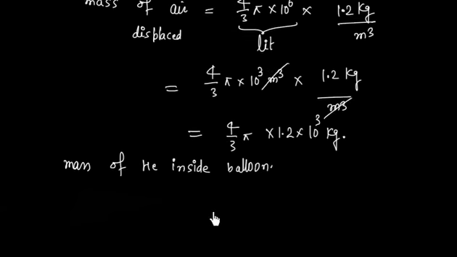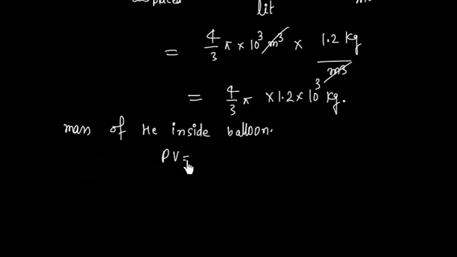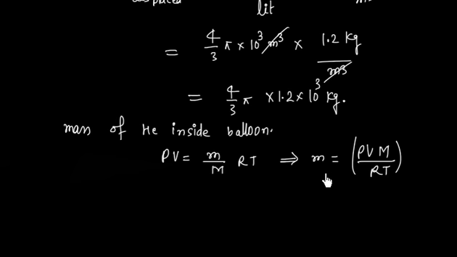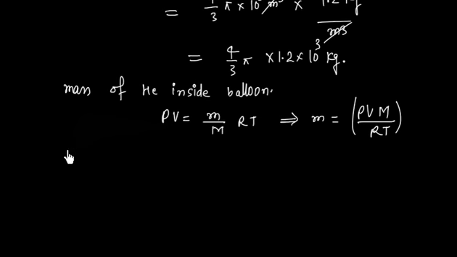For this we can use PV = nRT. So we have PV = (m/M)RT. From here we can write m = PVM/RT. So this is the mass of gas, so we can calculate the mass of gas.